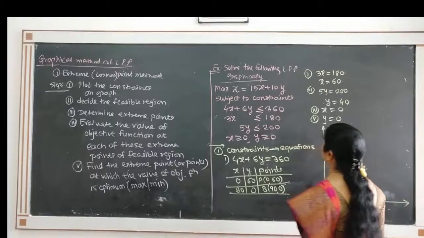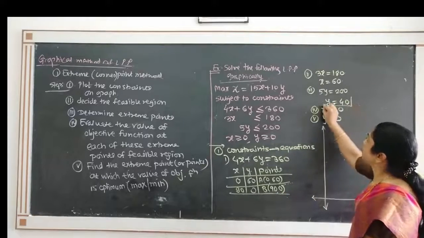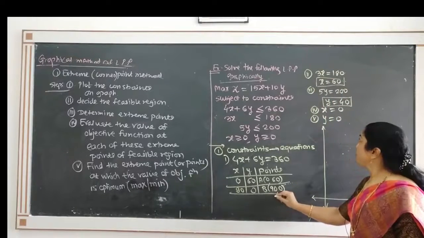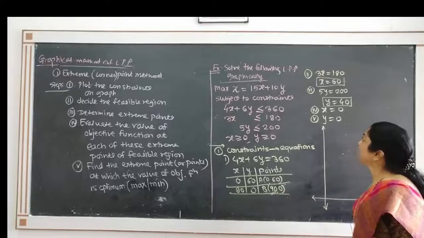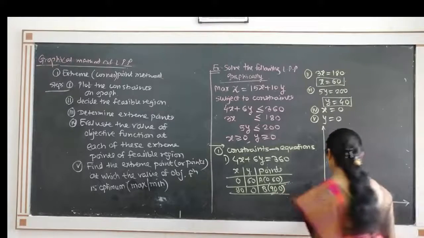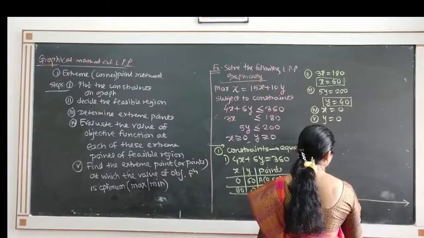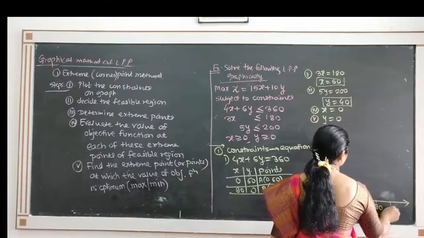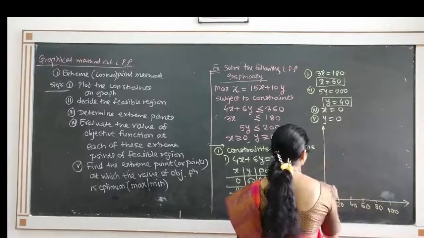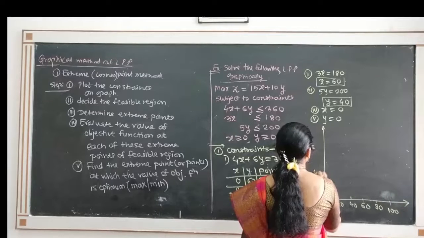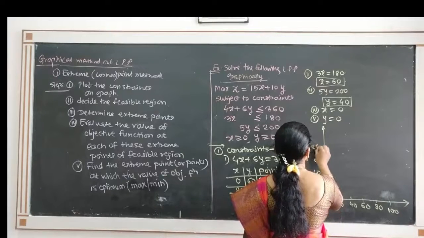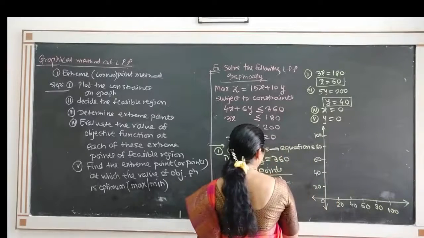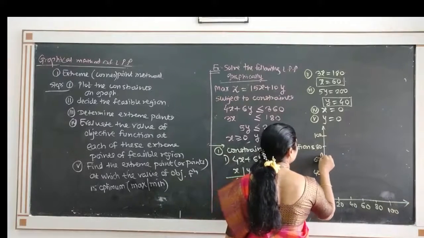You have to use proper scale. Now if you see the values of x, y, the maximum value of x is 90 and that of y is 60. So you have to plot accordingly. So I will take the scale 1 centimeter equal to 20.